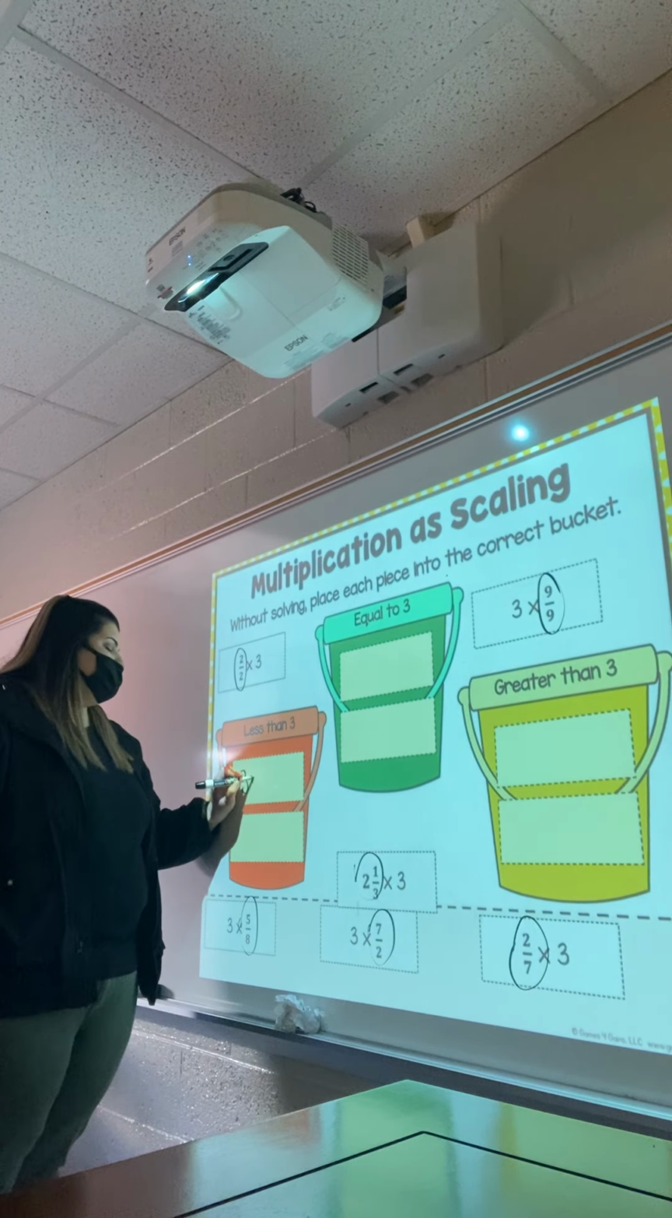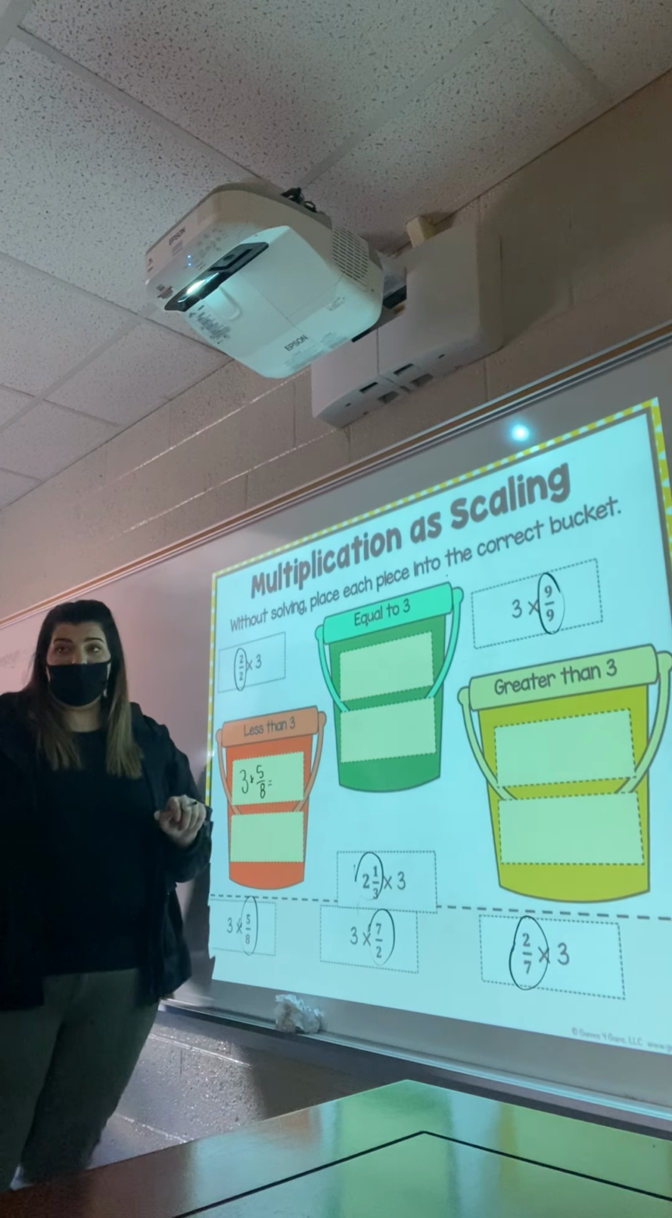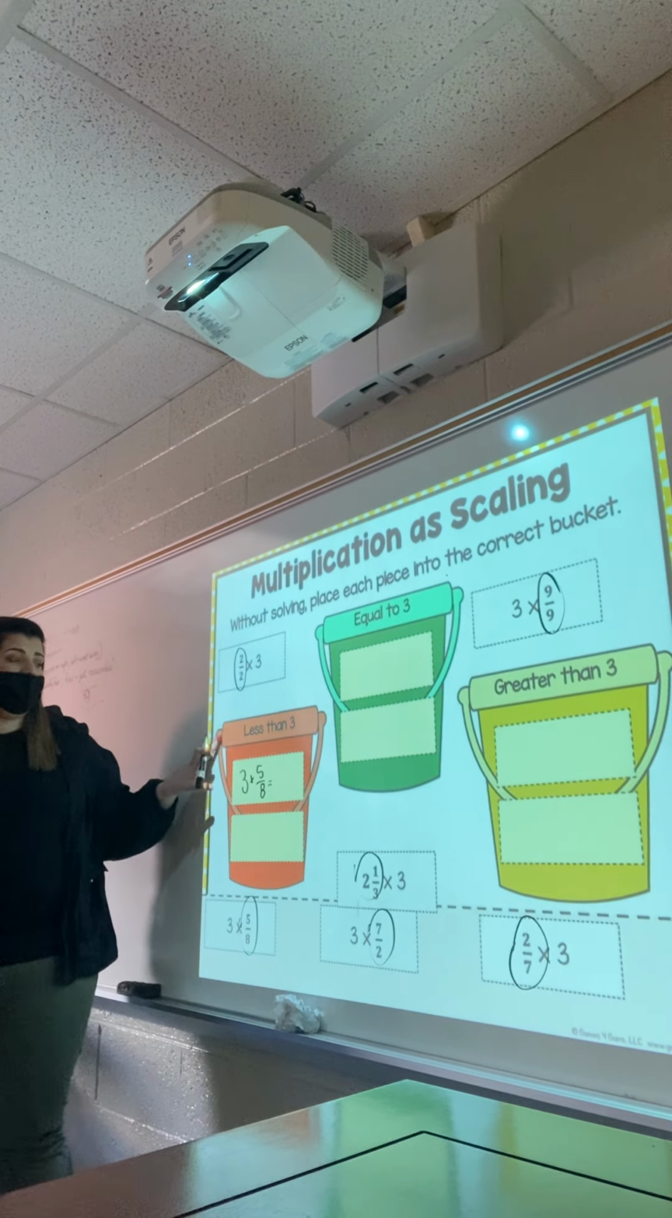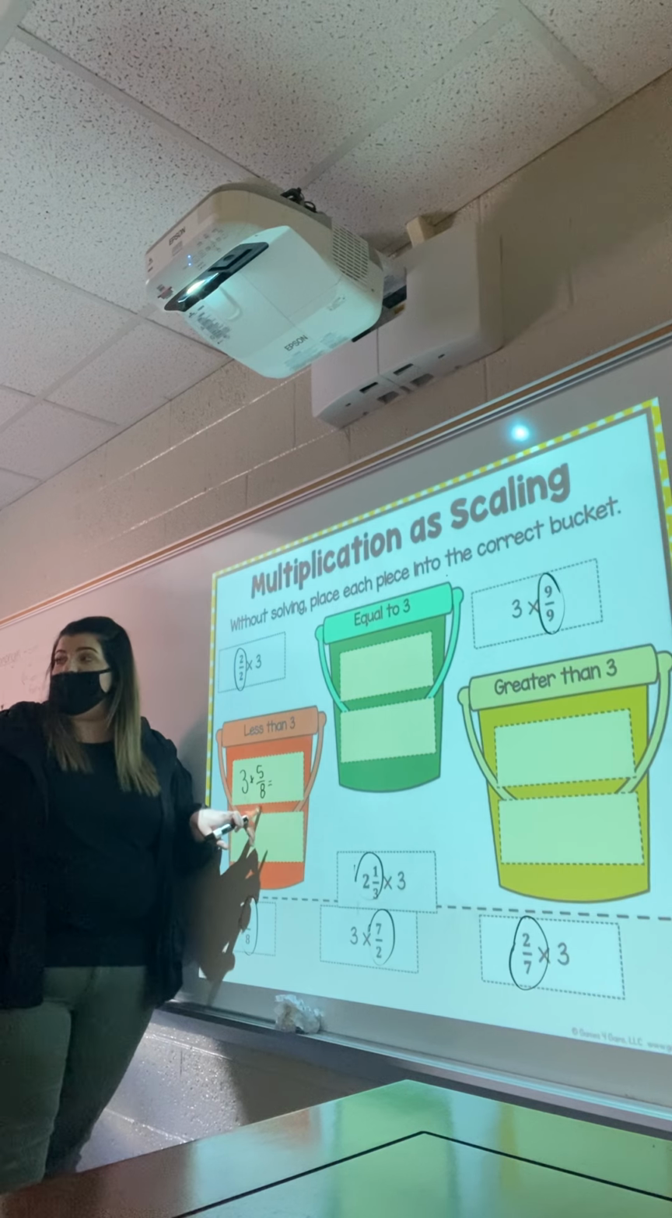is less than 3. Here's how Maggie knows this. So our rule tells us any number that we multiply by something else, by another number. So these are our factors. Our original factor is right here. Any number that we multiply by our original factor that's less than 1. 5 eighths. Is 5 eighths less than 1, equal to 1, or greater than 1? It's less than, and we know that because it's a fraction, right?